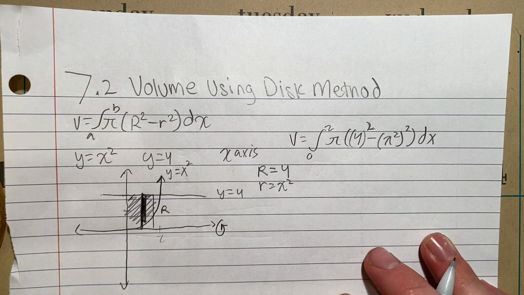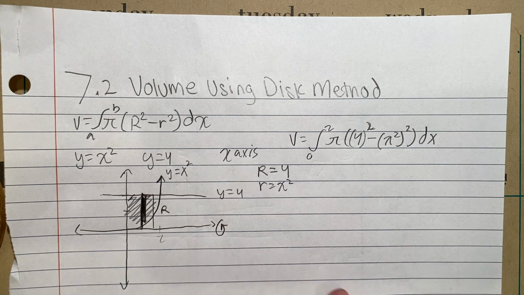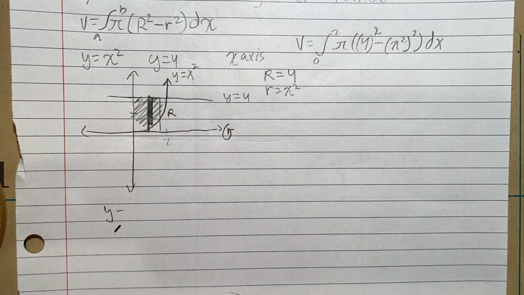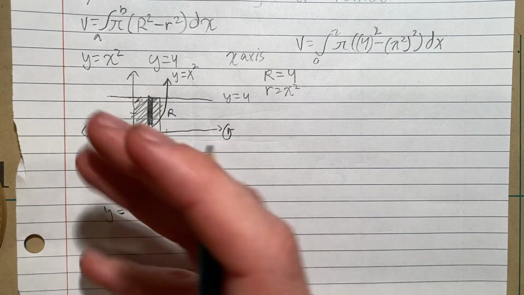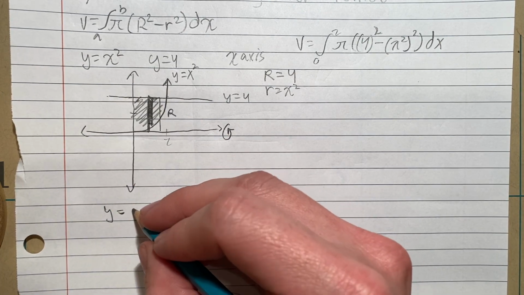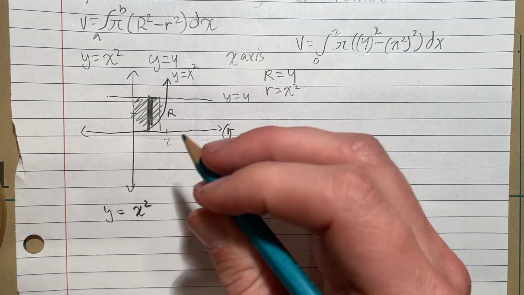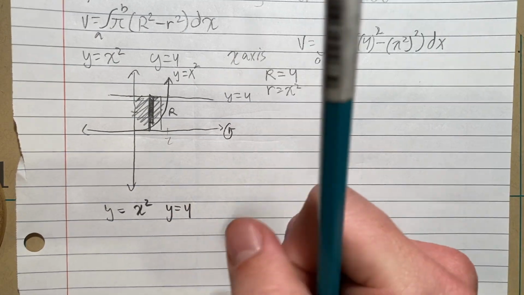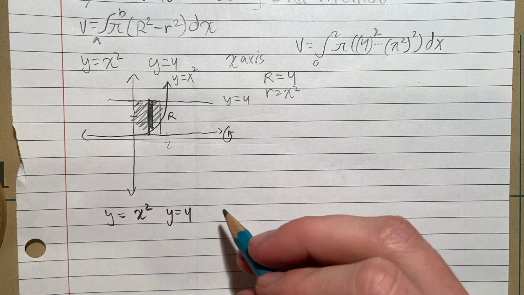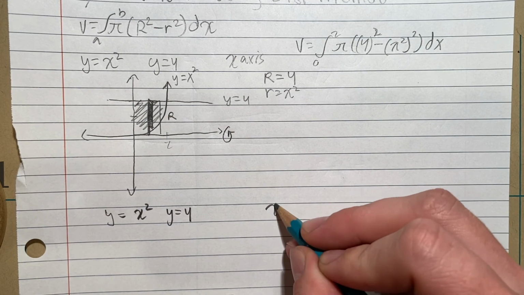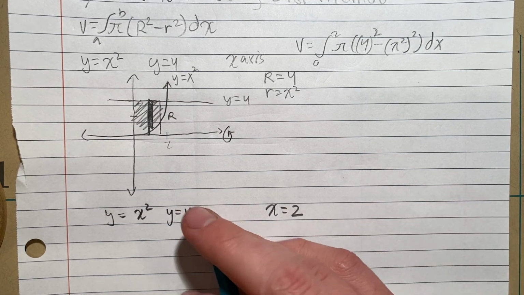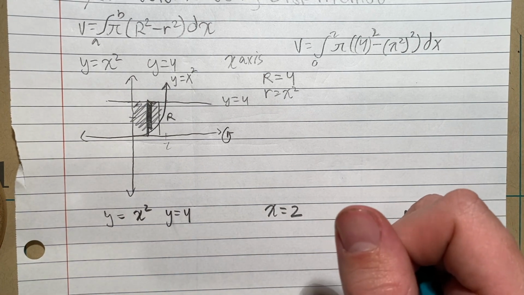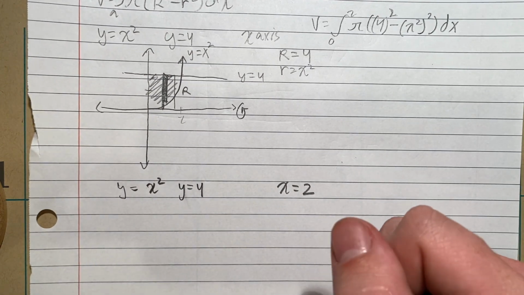Now we're going to move on to y. We're going to scoot down a little bit. Y is equal to x squared and y is equal to 4 again, right? And here's where it's different, though. In this one, we're going to rotate around x equals 2. This is where it gets a little more tricky, and a lot of people mess up. I remember this being challenging for me.